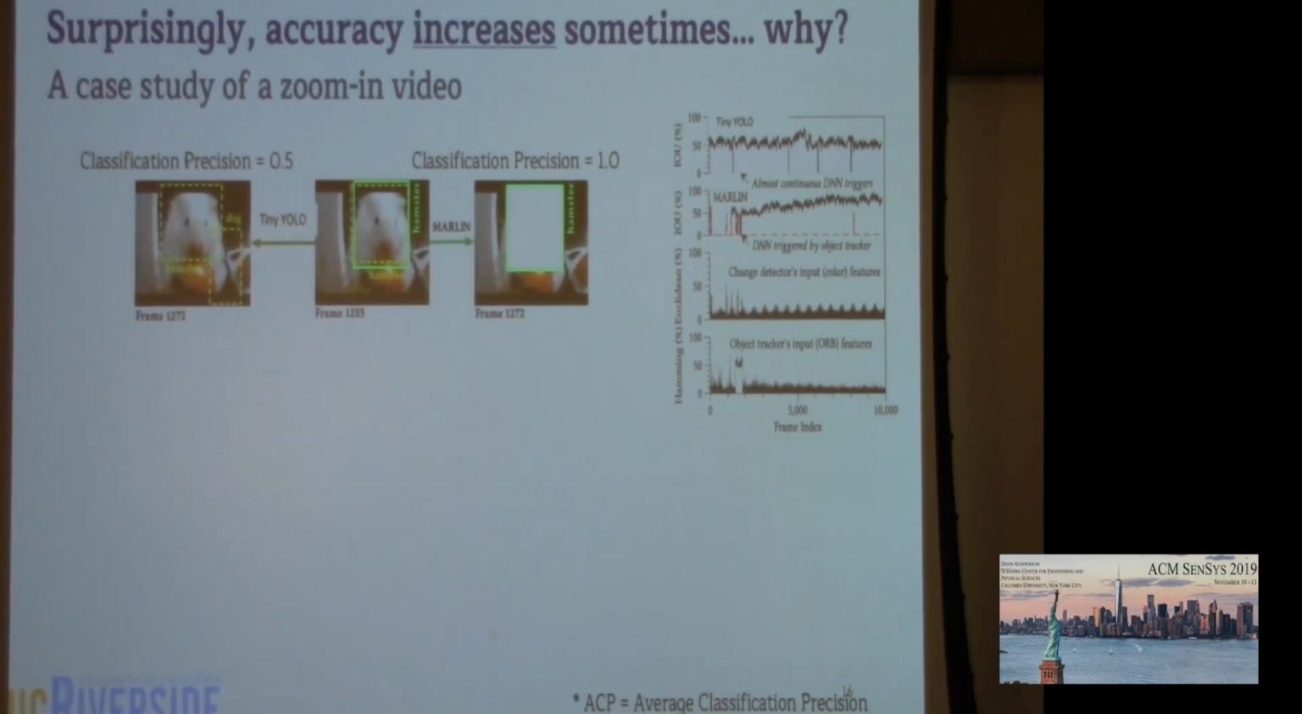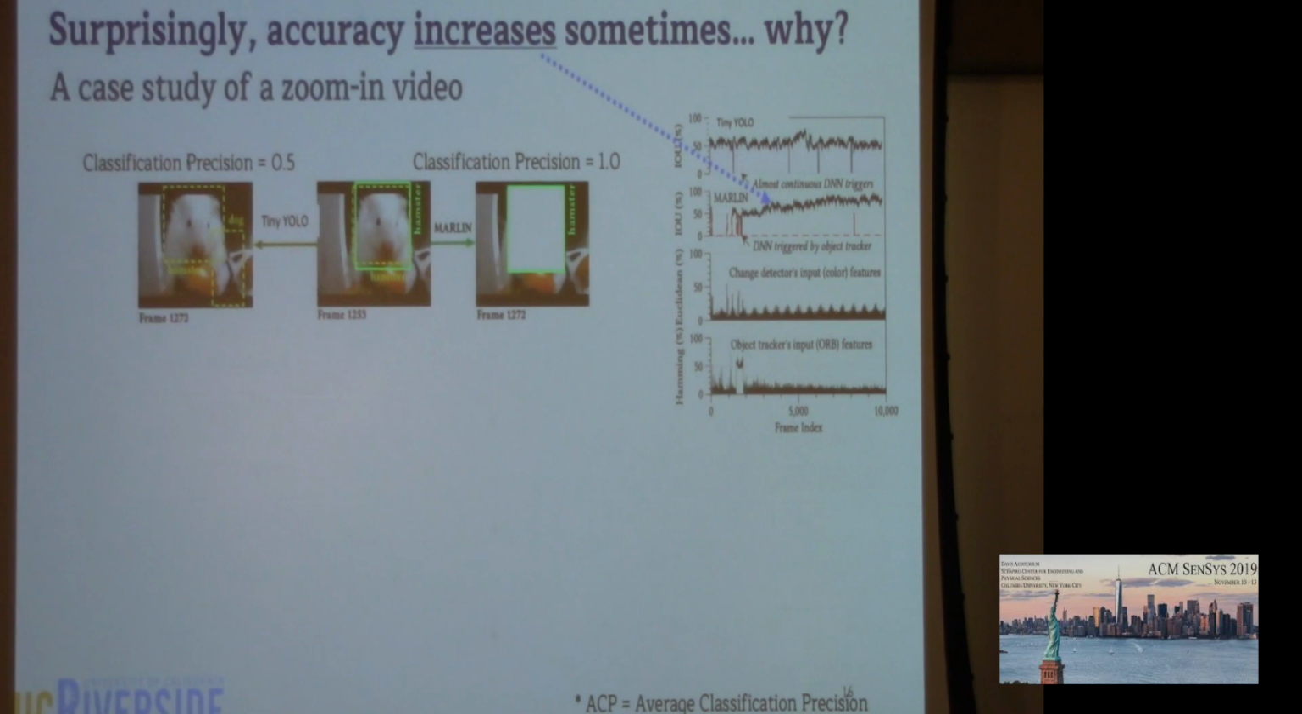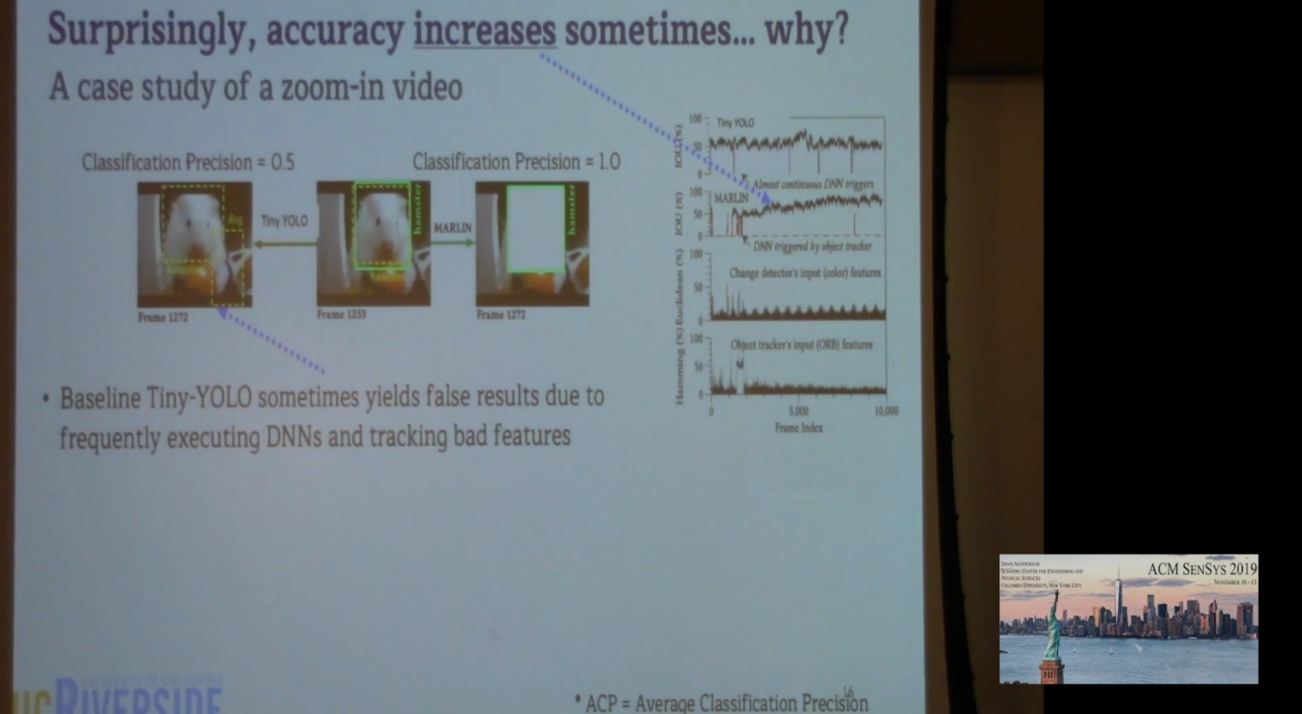So this is an AR system that is tracking hamsters, only hamsters. Like a zoomed-in video, you zoom in on the hamster and you want the AR to track it. You can see from the right-hand side plot that MARLIN can improve the accuracy over time, while tiny YOLO gets stuck at around 50% IOU.